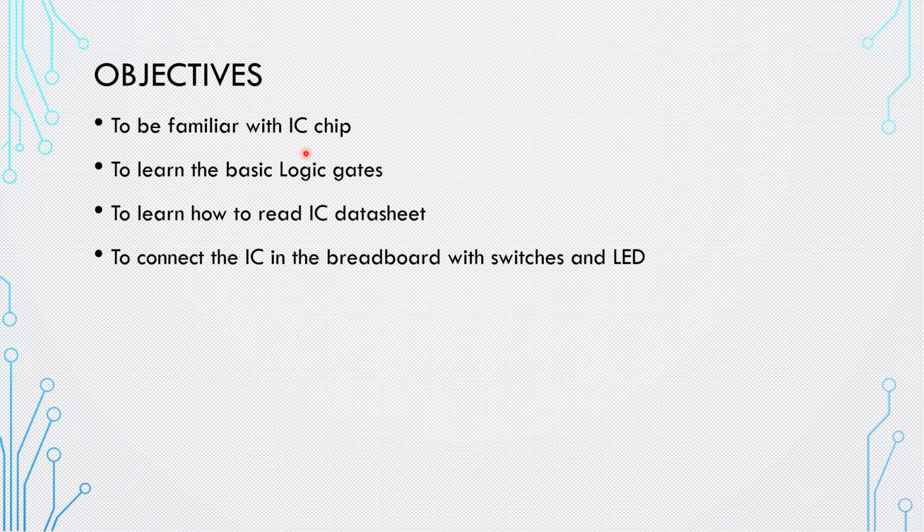So our objective after finishing this experiment is to be familiar with the IC chip. Whenever you hear about an IC, you need to know what we mean by that and how to deal with it, how to use it in the circuit or in the breadboard. Then we're going to learn the basic logic gates, their truth tables, and how to implement them. And after that, we're going to learn how to read the data sheet for an IC, and most importantly, how to connect the IC in the breadboard with switches and LEDs to build a complete digital circuit.